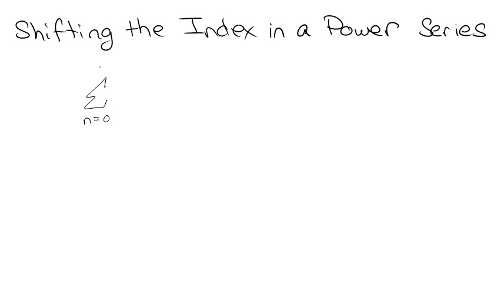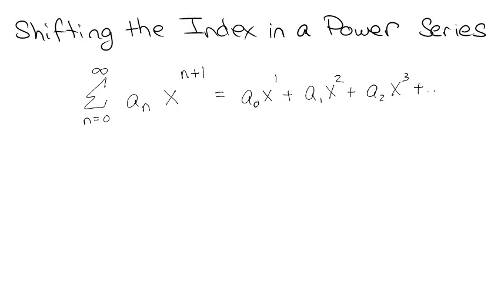It was the sum from n equals 0 to infinity of a sub n x to the n plus 1. And we're like, man, I wish that instead of x to the n plus 1, it actually said x to the n. That's no problem. But if we write this out, we would have a 0 x to the first, a 1 x squared, a 2 x cubed, and so on.